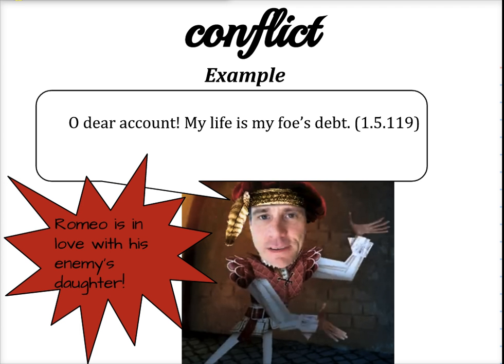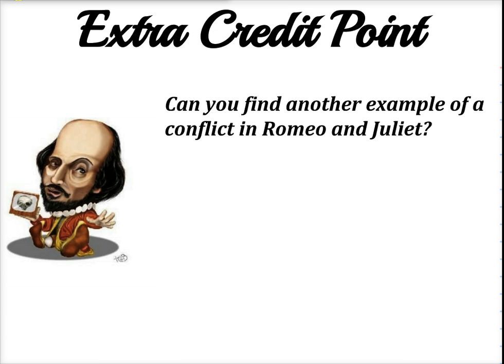One conflict example is when Romeo, in Romeo and Juliet, realizes that he's in love with his enemy's daughter. So that is conflict because his family hates Juliet's family, but he's in love with her. So for extra credit, find another example of a conflict in Romeo and Juliet and add that to the example that I already gave you.